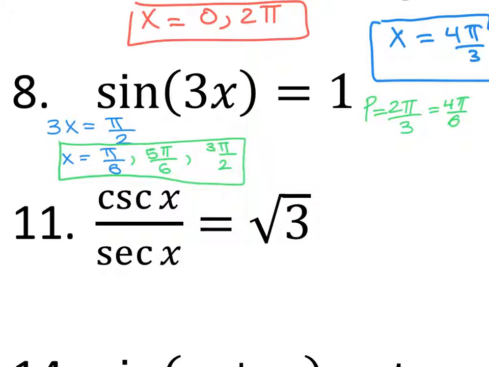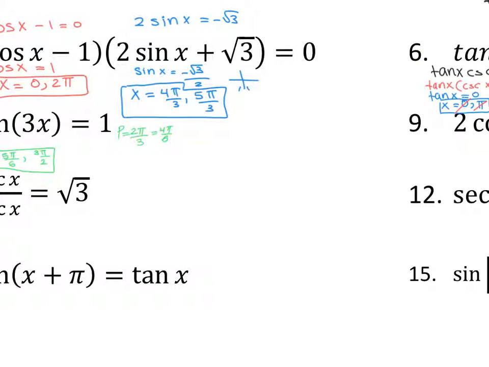Now remember, I somehow already expected that, because sine of 3x equals 1 would give me only one solution, and since b is 3, 1 times 3 is 3. So I expected to have 3 different solutions. Now let's move on to number 9.